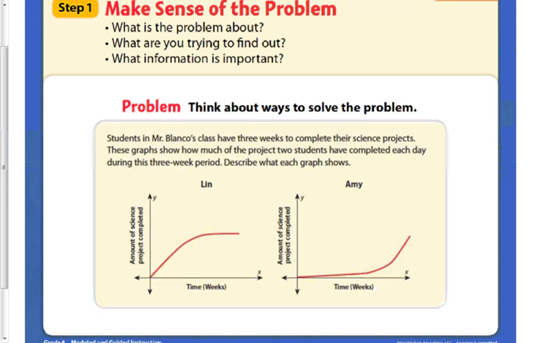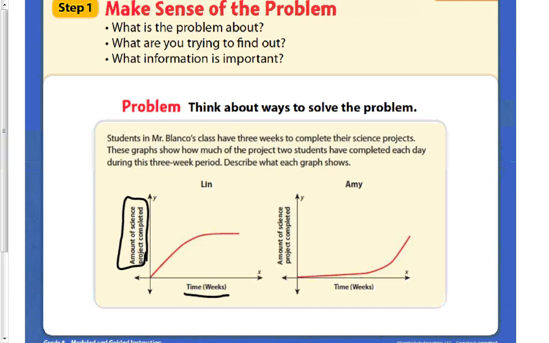Okay? So first of all, let's just think about the problem in general. What are we talking about? What are we trying to find? Well, we're talking about these kids doing a science project, and there's a graph for each of them comparing the time, or the number of weeks that they spent working, compared to the amount of the project they completed in each section of those weeks. One's for Lynn and one's for Amy. So what we're trying to figure out is a way to describe the graph and make sense of how much they did and when.